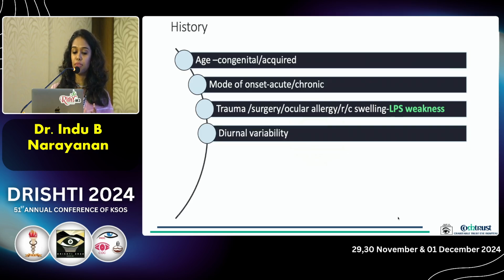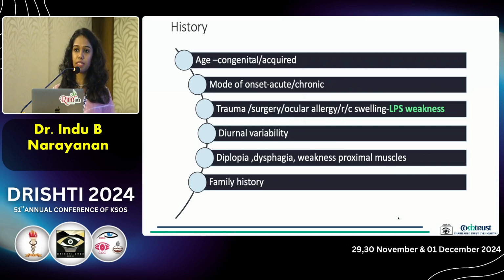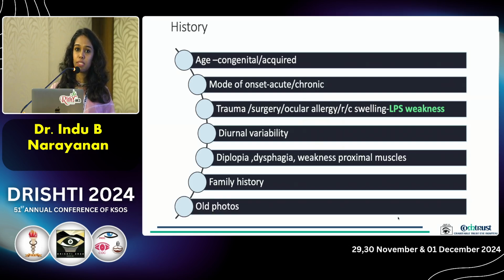Now take a brief history if there is something corresponding to myasthenia. If there is any diurnal variability, history of diplopia, dysphagia, weakness of the proximal muscles, all this suggests ocular as well as systemic myasthenia involvement. Always take a family history, because in some cases like BPU, CPO and BPS, it's inherited. And always ask for old photographs, because the patient may sometimes notice it very late, but often it is present even before.